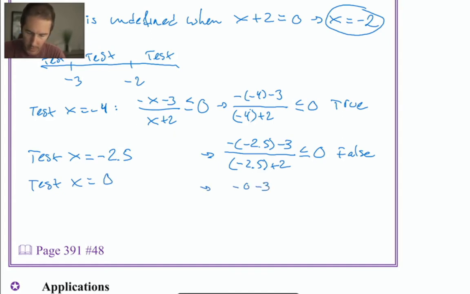Negative 0 minus 3 over 0 plus 2. That's going to be negative over positive. And a negative number divided by a positive number is negative, which is less than 0, so this is true. So we've run into another instance where the left interval and the right interval satisfy the original inequality. So our solution is going to look awfully similar to the one that we saw in the previous problem.